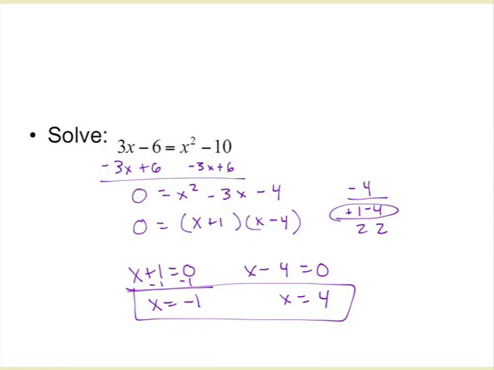Right? So we set it equal to 0. If it's not set equal to 0, we factor and then set each factor equal to 0 and solve those individual equations. You can get up to 2 solutions.